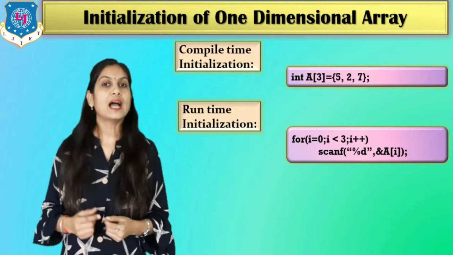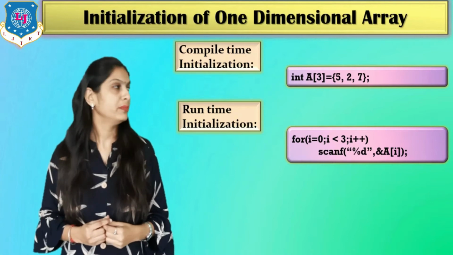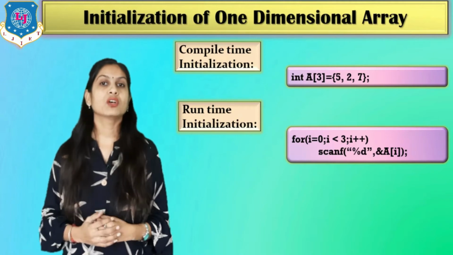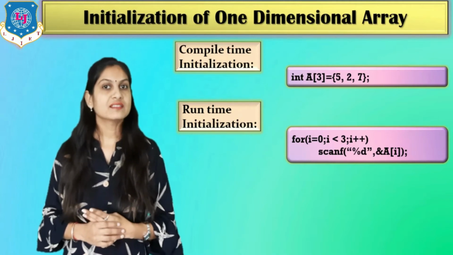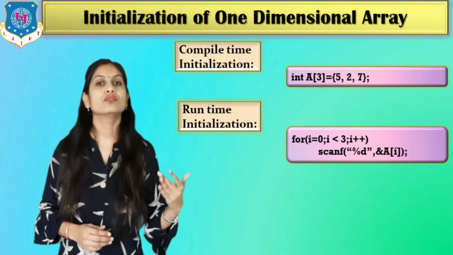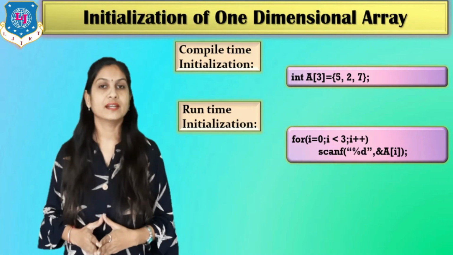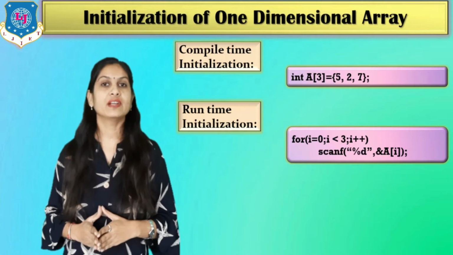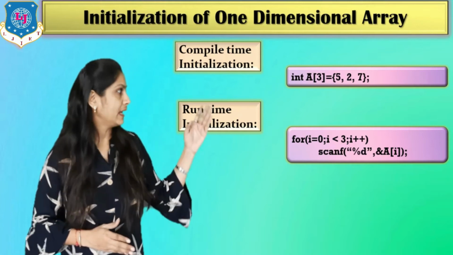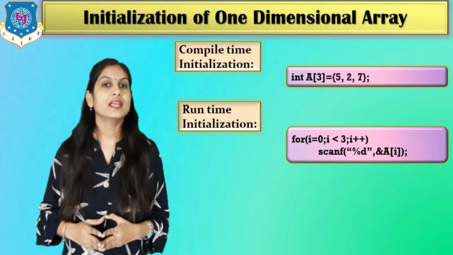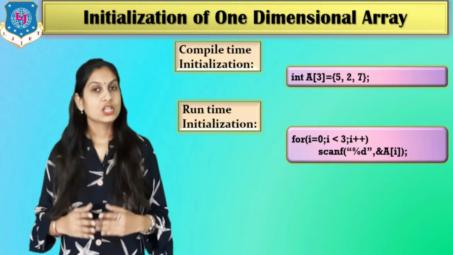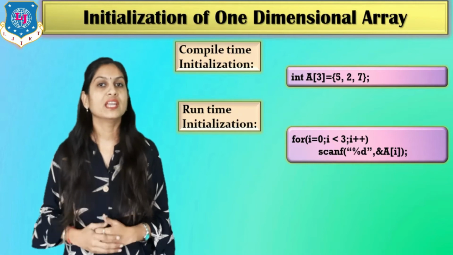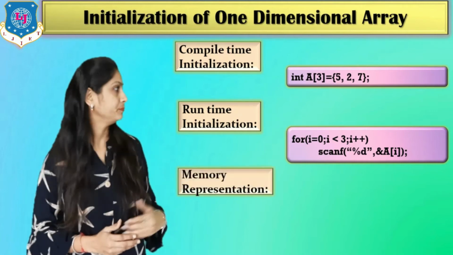So here i equals 0 will be present, and then the condition, that is i less than 3, because the total number of elements is 3, and for that we have to increase our index, that is i plus plus. Inside this for loop we have to write the scanf function, like scanf("%d", &a[i]). So one by one a[0], a[1], a[2] will be stored in our particular array.